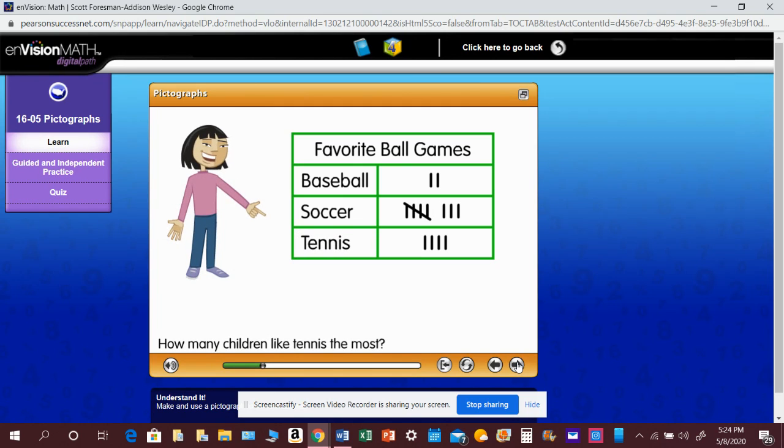How many children like tennis the most? 4 children like tennis the most. How many children like baseball the most? 2 children like baseball the most.